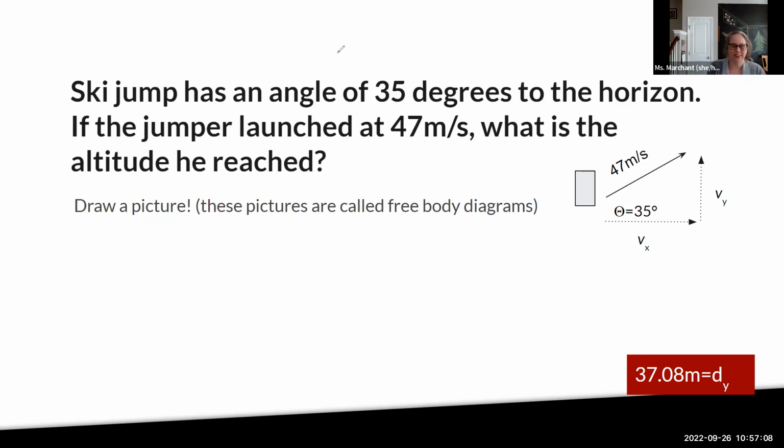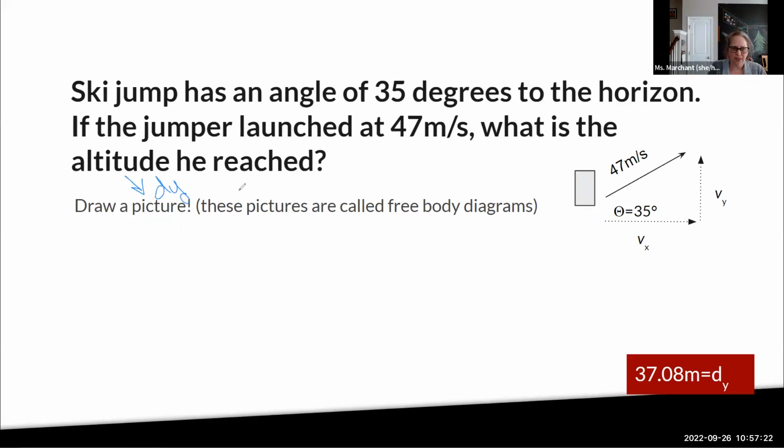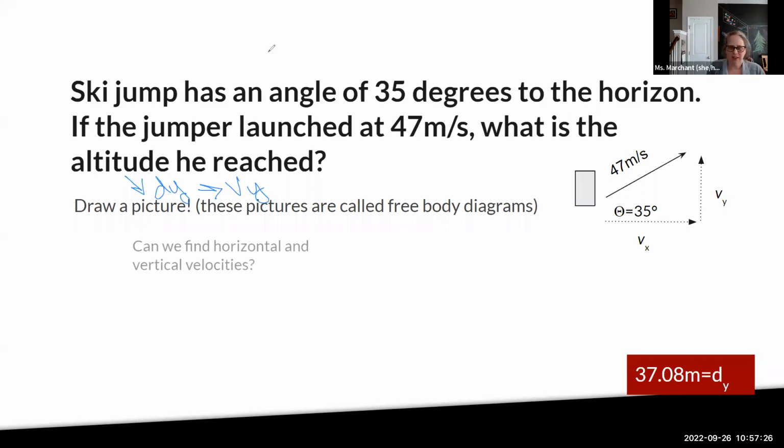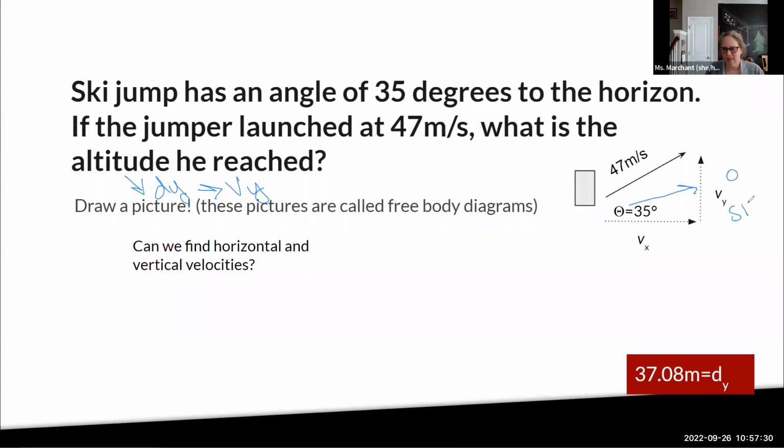Let me just tell you right now, never use the information you got from another problem unless it's an A, B, C, D, and they want you to build. So start from scratch. We want an altitude. An altitude is a distance in the y, so I'm going to need the velocity in the y. Velocity in the y is opposite this angle, so I'm going to use the sine.